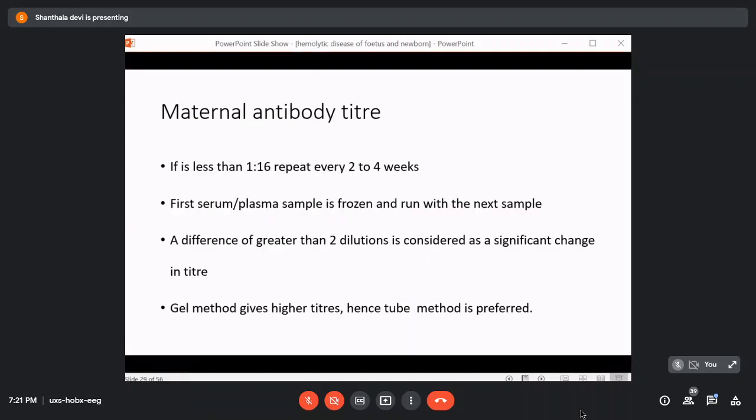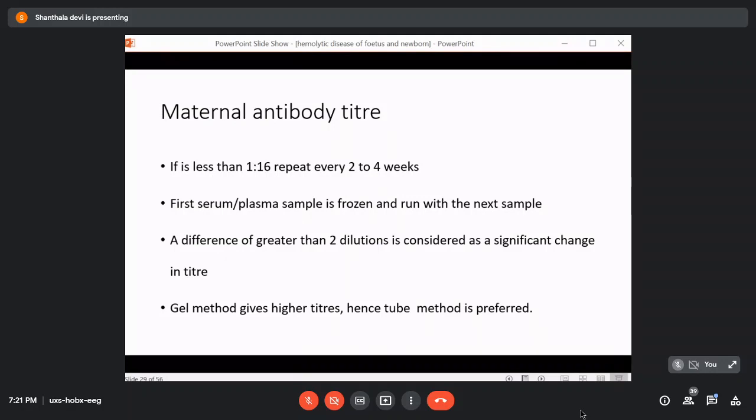Now, once the antibody has been identified, we need to see how much antibody is there. We need to check the antibody titer. So, how do we do this? The same procedure, that is the indirect Coombs test or indirect antiglobulin test, is performed after making a doubling dilution of the maternal serum. So, we do a dilution 1 in 2, 1 in 4, 1 in 8, 1 in 16, so on and so forth till 1 in 2048.